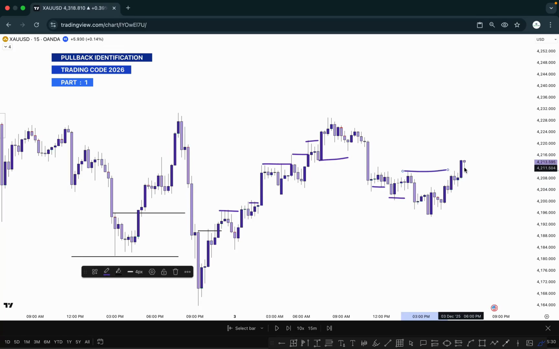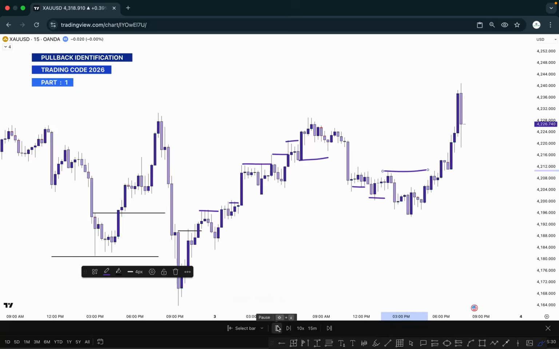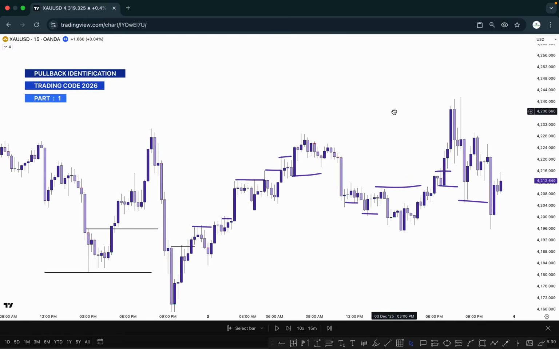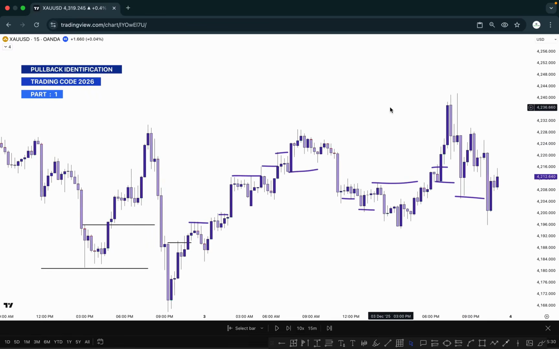And later the market again turned bullish and tried to go higher and higher, again creating a bullish structure like this one, then turning bearish again and creating another pullback here. This process will continue in a bullish market and in a bearish market. Simply wait for the market to break the previous candle low in a bullish market. In a bearish market, the market should break the previous candle high to confirm a valid pullback.